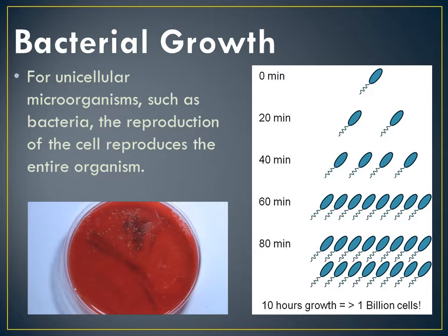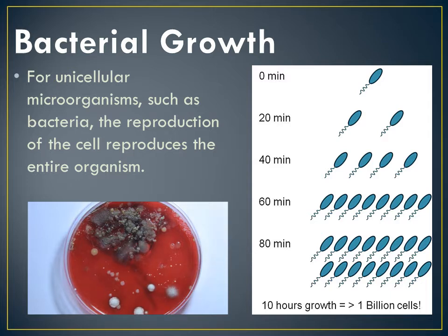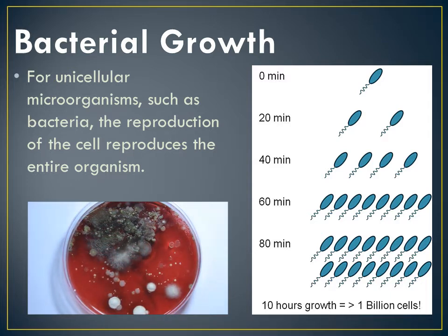For unicellular microorganisms, such as bacteria, the reproduction of the cell reproduces the entire organism. Therefore, microbial growth is essentially synonymous with microbial reproduction. To determine rates of microbial growth and death, it is necessary to enumerate microorganisms, that is, to determine their numbers.